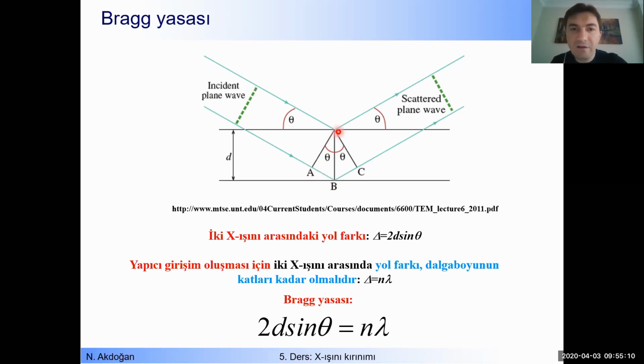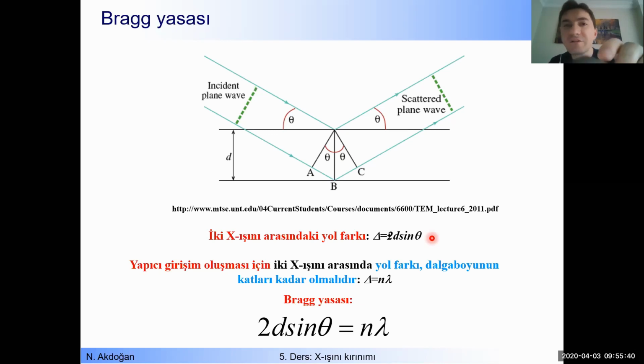This one is d times sine theta here, okay? d sine theta. Here we have another d sine theta, and the total path difference is given by delta equal to 2d sine theta. Is it okay? So we found the path difference.